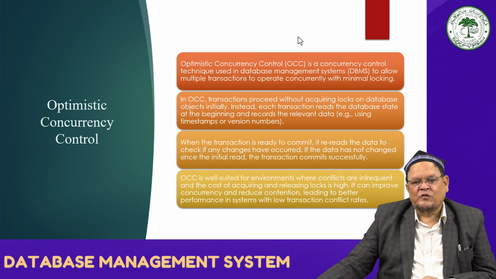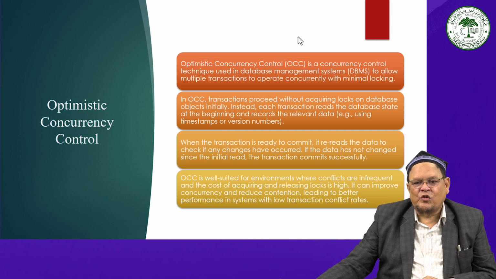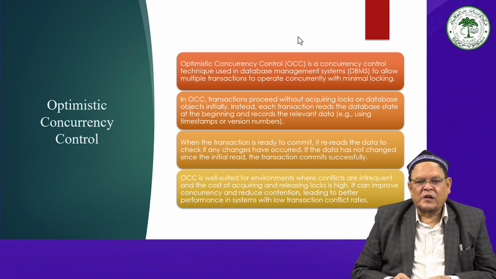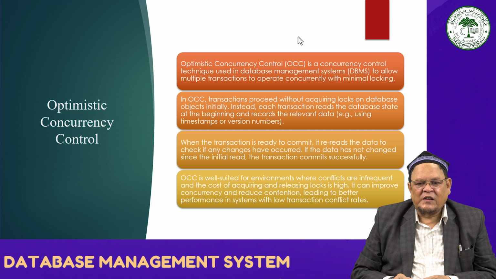Optimistic concurrency control is a concurrency control technique used in database management systems to allow multiple transactions to operate concurrently with minimal locking. In optimistic concurrency control, transactions are processed without acquiring locks on database objects initially. Instead, each transaction reads the database state at the beginning and records the relevant data, for example, using timestamps or version numbers.